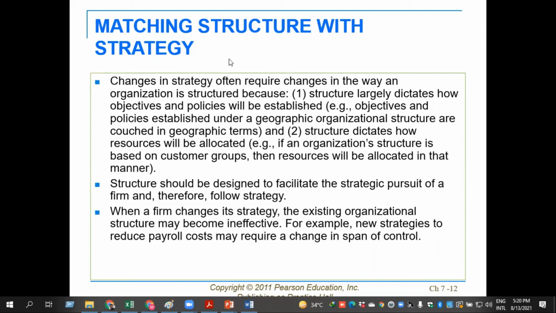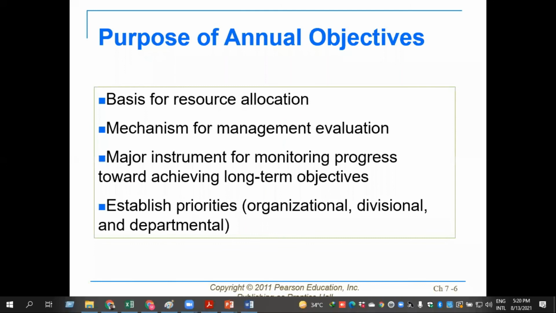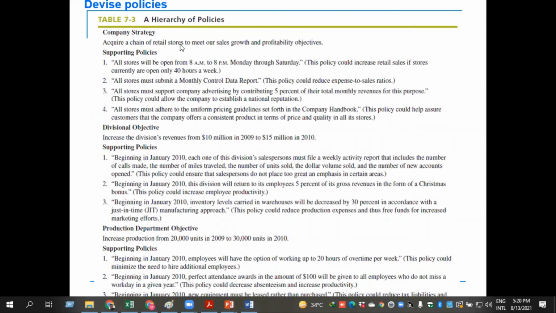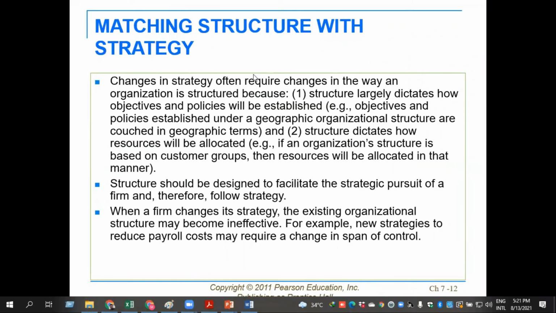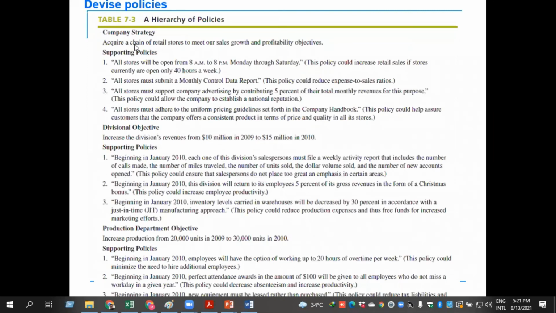So if the strategy changes, let's say the company strategy requires a chain of retail stores to meet our sales growth and profitability objectives. If you want to enhance your chain of retail stores, do you have enough resources to follow the strategy? That thing is to be considered seriously. Organization strategy often requires changes in the way the organization is structured, because the structure largely dictates how objectives and policies will be established. So the organization making this strategy must have the structural capability, so this strategy can be followed.